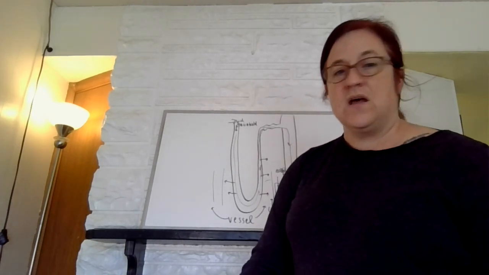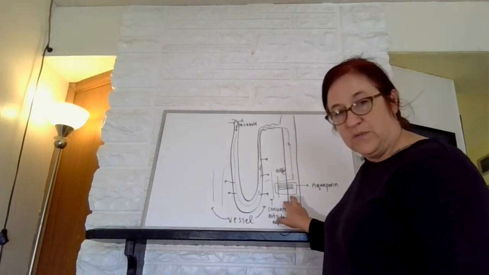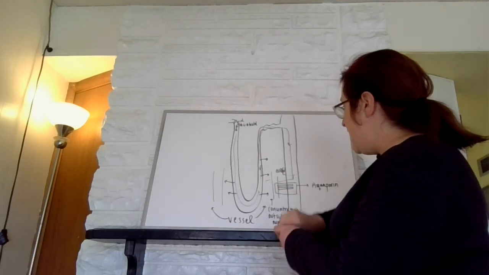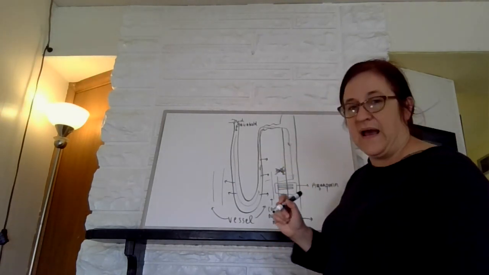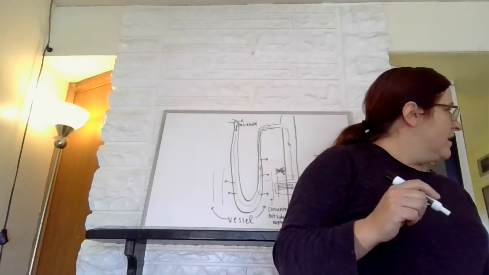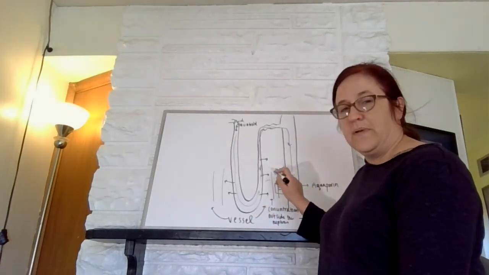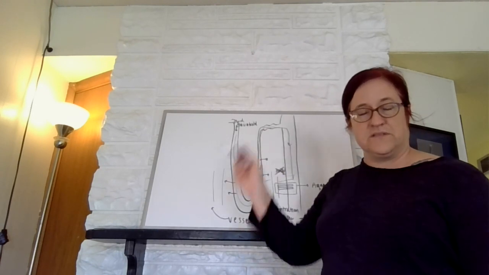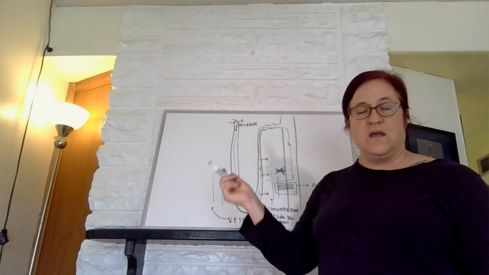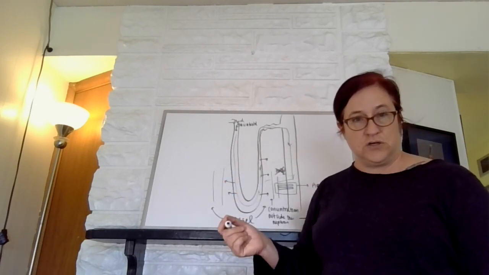And once this concentration gradient improves, then that would be a negative feedback mechanism to stop the secretion of antidiuretic hormone so that we continue to urinate.